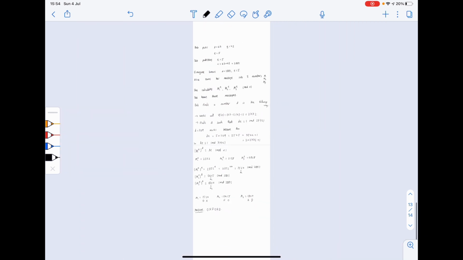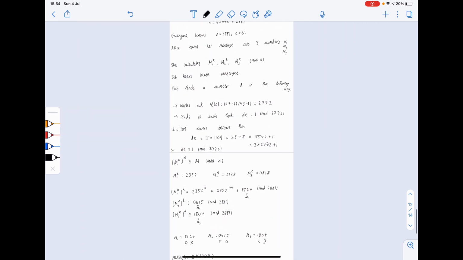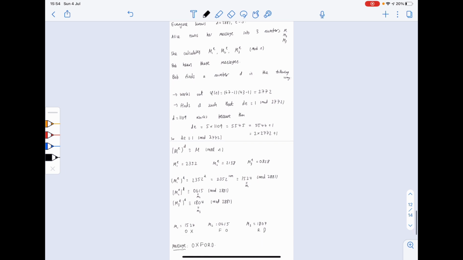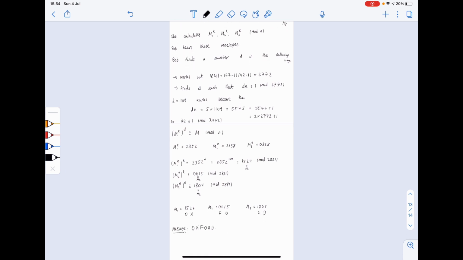So hopefully that makes it a bit clearer. The only thing that is still a bit of a mystery, well, the two things are how we work out phi of N, you just have to believe me with that, and how we found that value of D. We can check that it works, but actually finding it is slightly more difficult. But this is the overall method of how public key, private key cryptography works.